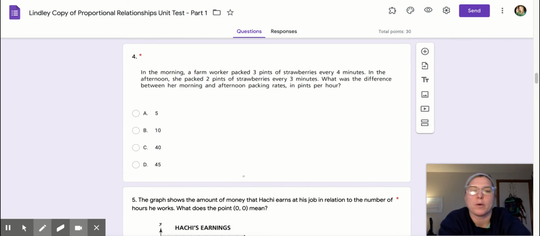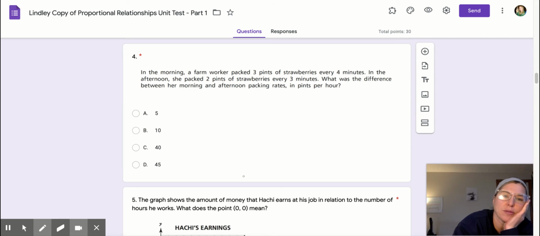Question number 4. In the morning, a farm worker packed 3 pints of strawberries every 4 minutes. In the afternoon, she packed 2 pints of strawberries every 3 minutes. What was the difference between her morning and afternoon packing rates in pints per hour?